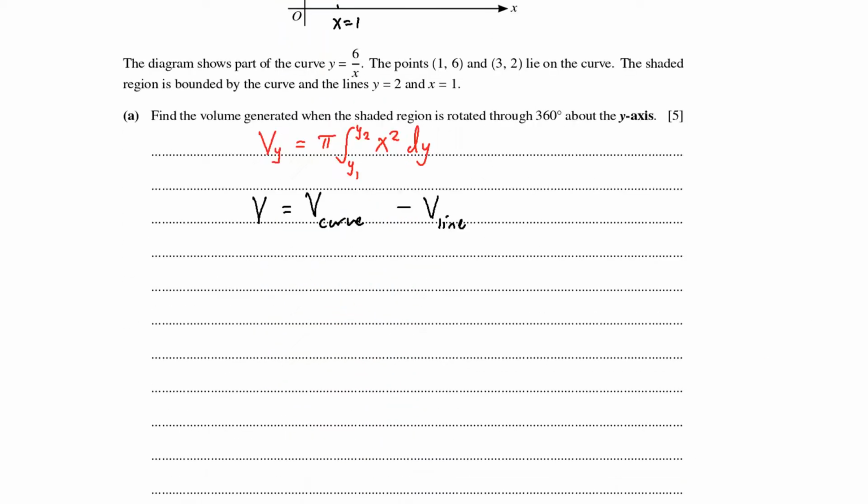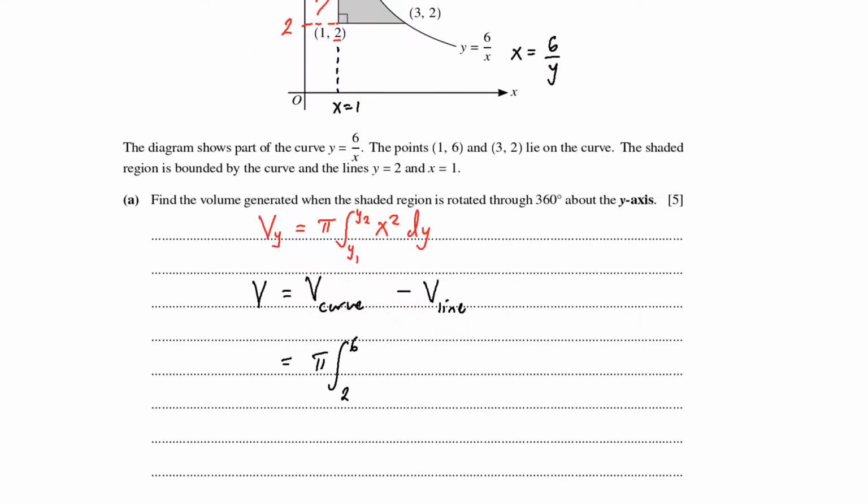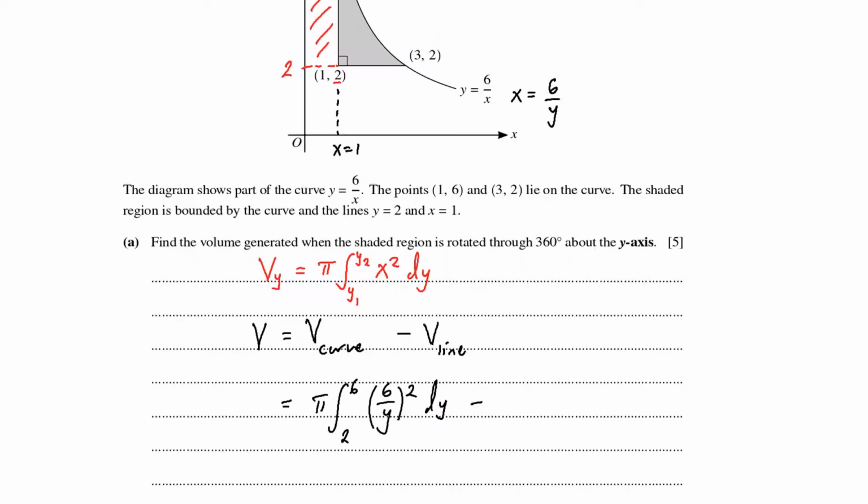So let's start with the volume of the curve. For the volume of the curve, we'll be saying it's pi times the integral from the lower limit, which is 2, and the upper limit, which is 6, of x squared. Now we have the equation as y is equal to 6 over x. If we make x the subject, then x is equal to 6 over y. So when we talk of x squared, that's (6 over y) squared, and that's dy, and that's minus the volume generated by the line if rotated about the y-axis.